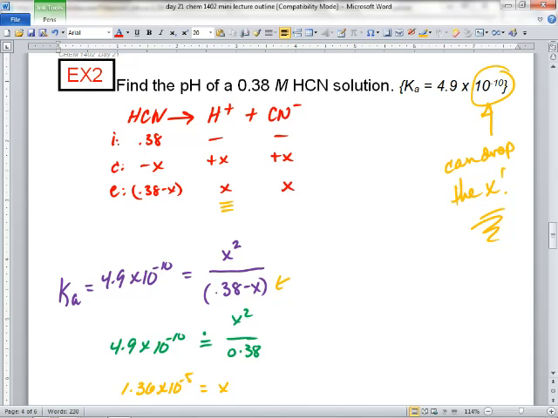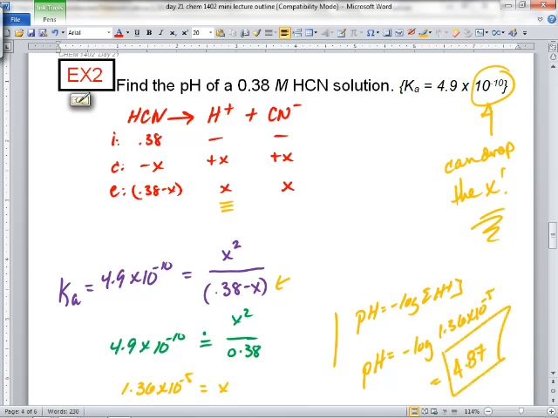And they want pH, so I just do what to get my answer? The negative log of it. About 4.87 or so. Okay, 4.87.